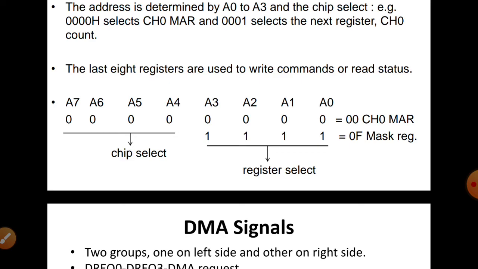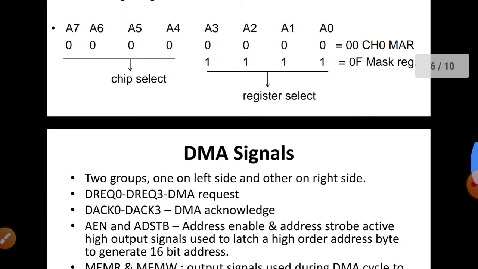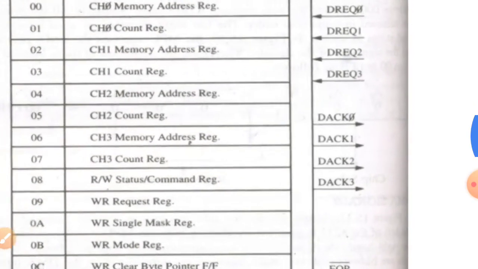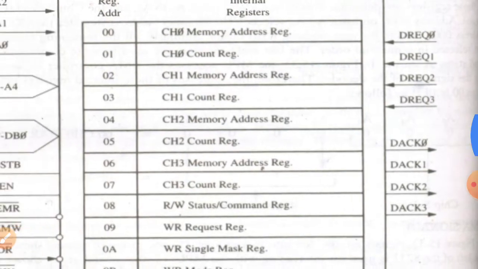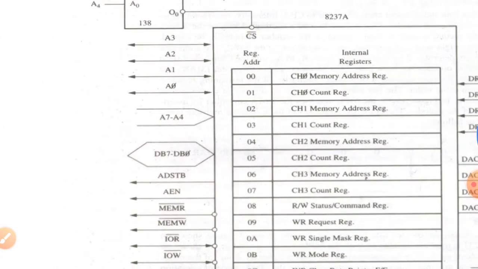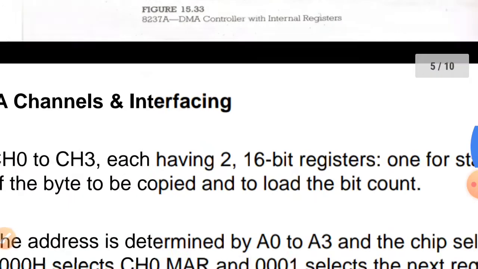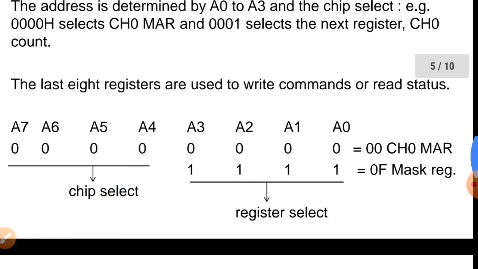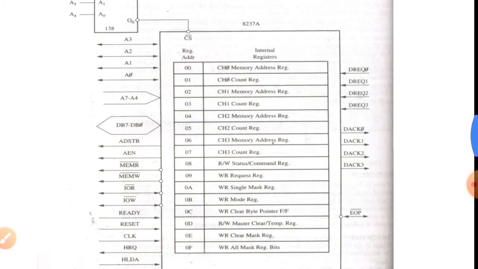Now, let us discuss the DMA signals. These DMA signals are grouped into 2. One is the set of signals available on the right side of the DMA, and another is the set of signals available on the left side. So, we will discuss them individually. First of all, we will discuss the right side signals. What are the right side signals?